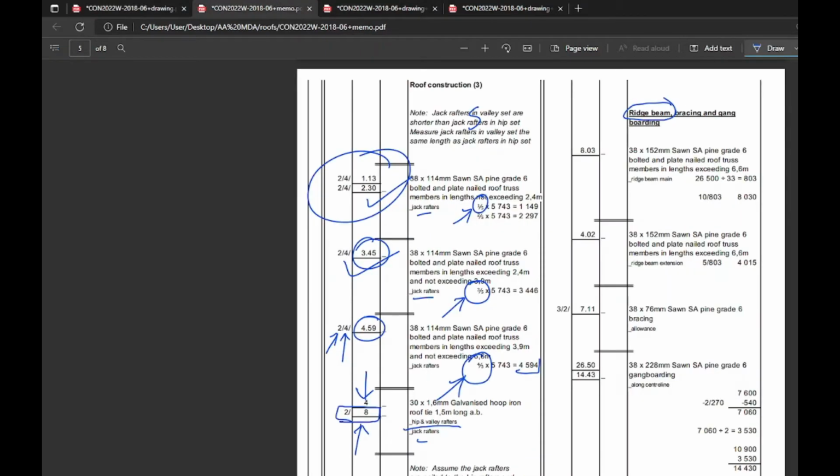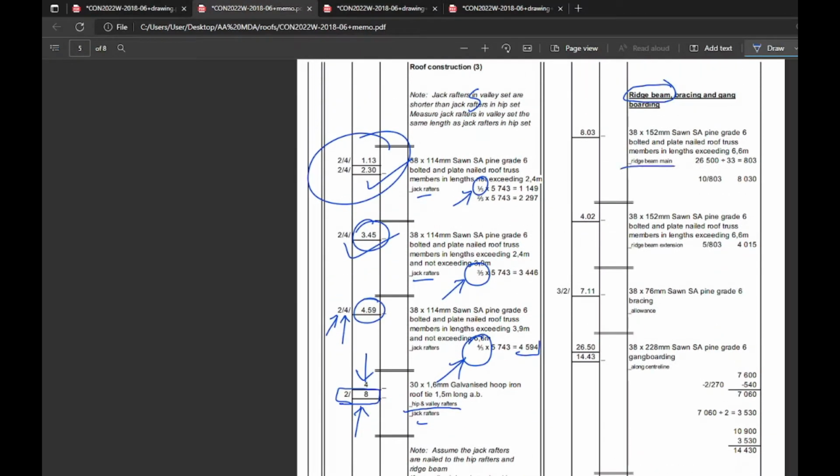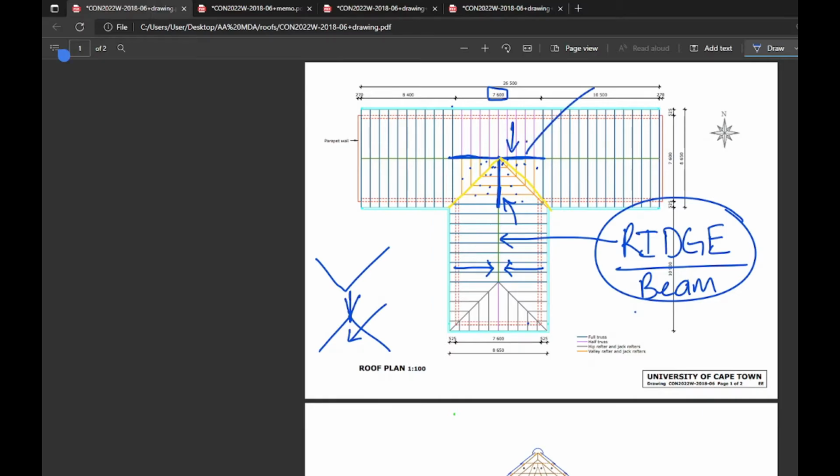Alrighty, let's cross over and see what we've got. First thing is a ridge beam main. Okay, you notice the use of the word main versus, for your next one, the extension. Just by looking at it, this one's longer, this one's shorter. I would say that this one is main, this one will be shorter, so we'll say this one's the extension.